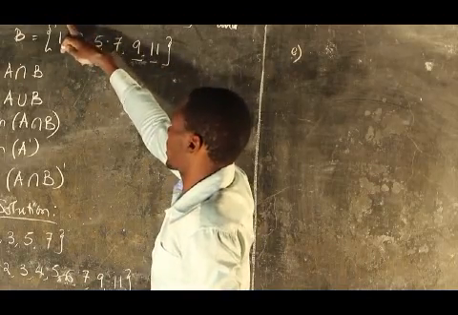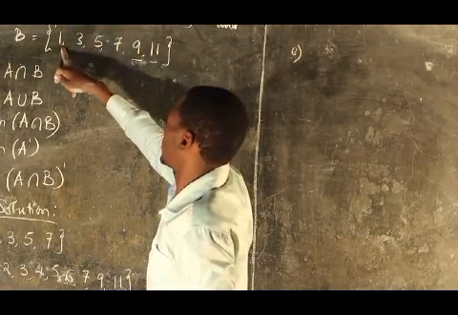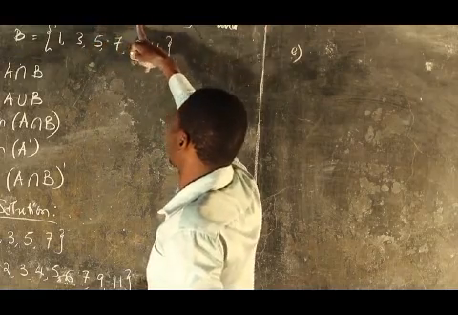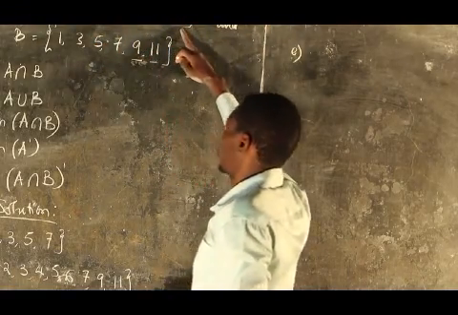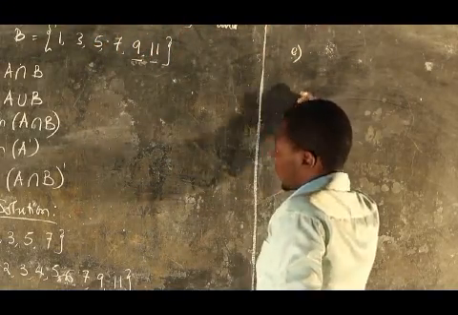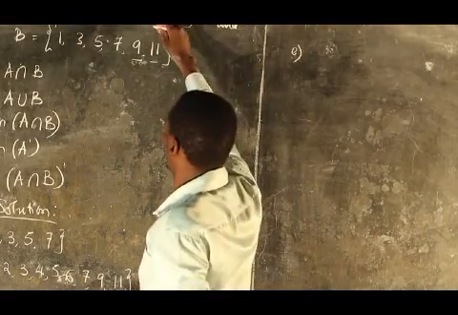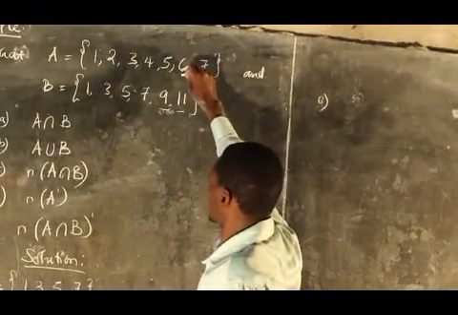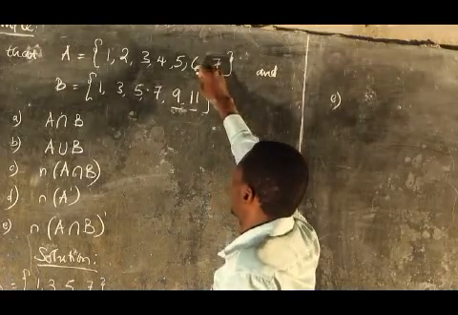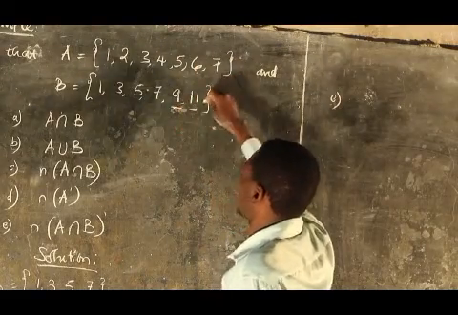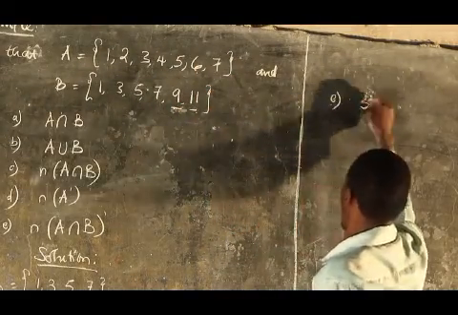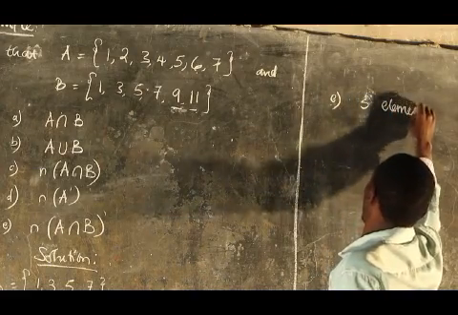So it's this one, A. One we can see it here and here. 3, 5, and 7. So we exclude them. Then we count the rest. We can see that we have 6. That's 1, 9, and 11. Those are only the 3 elements.